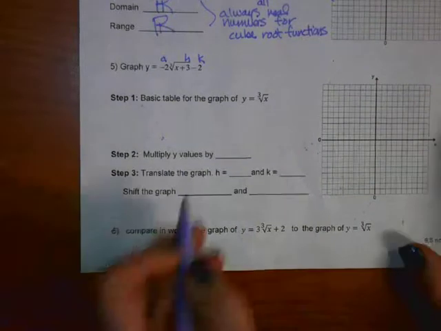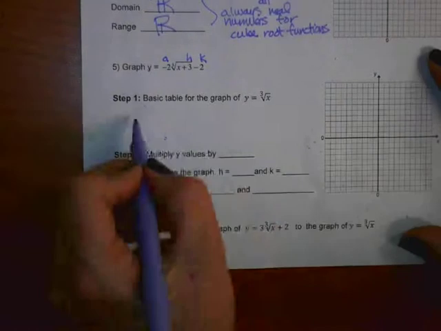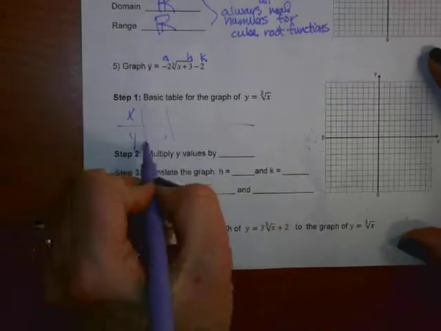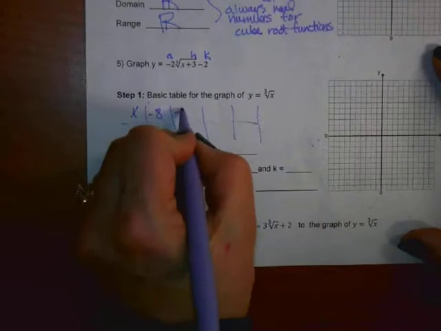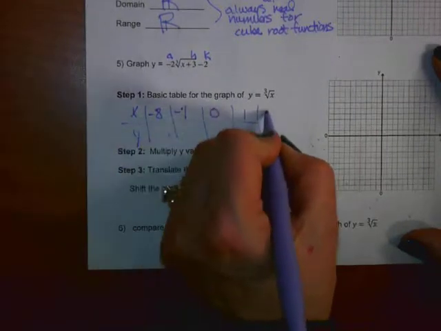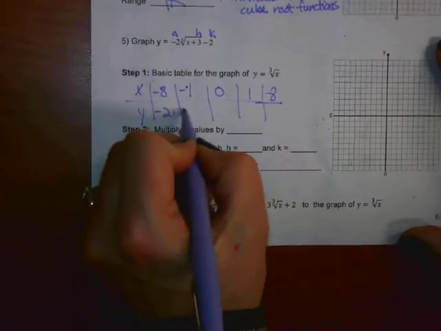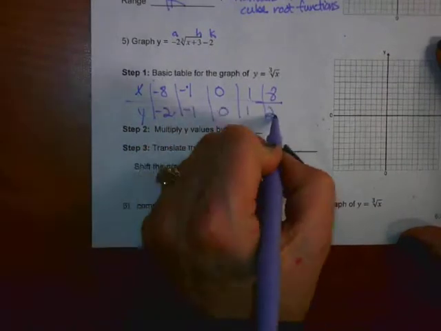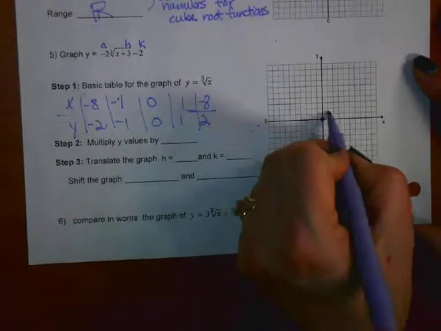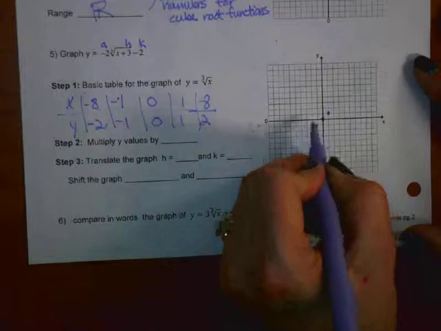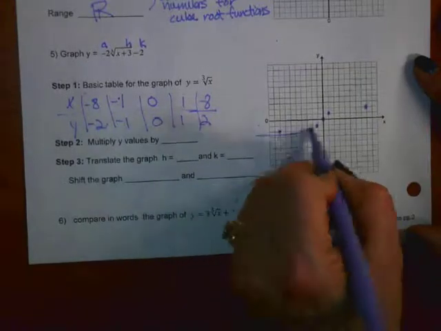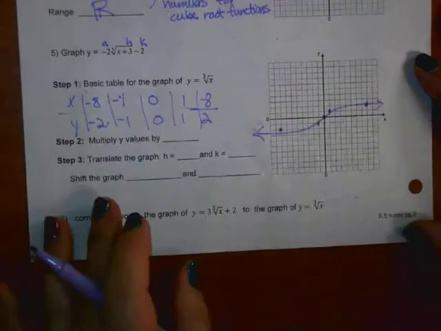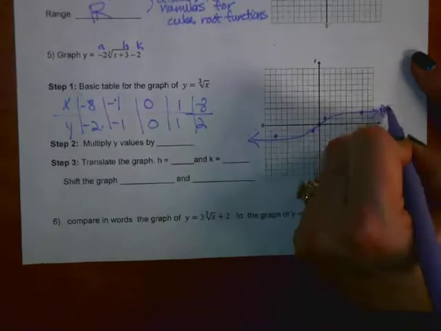All right, make a basic table for the cube. So here we go, x, y. You're going to use the first 3 cubes and their opposites, so -8, -1, 0, 1, and 8. -2, -1, 0, 1, and 2. So you're going to graph your parent function, 0, 0, 1, 1, -1, -1, 8 and 2, -8, -2. There we go. Okay, there's your parent function.